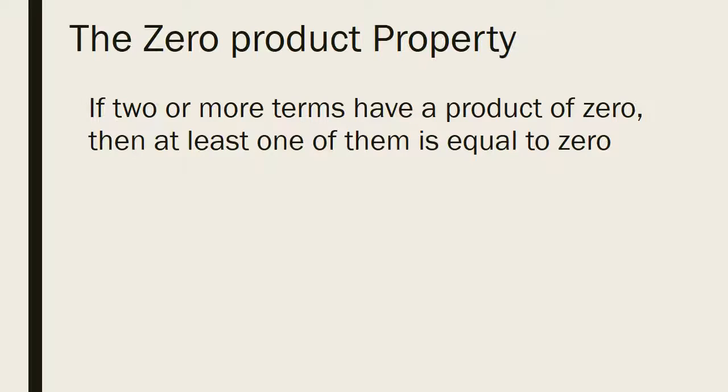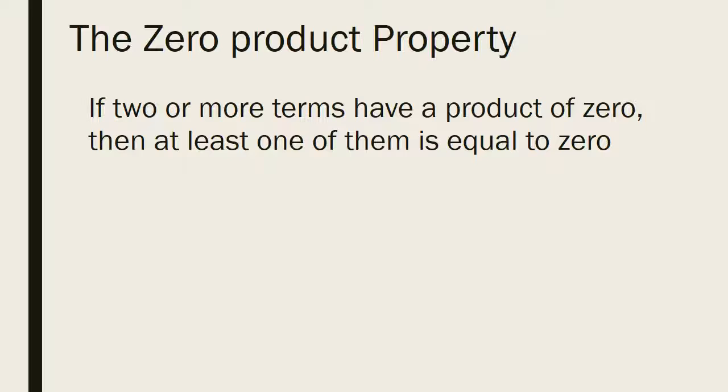Before we start talking about solving quadratics by factoring, I want to talk about one more property of real numbers that we didn't talk about. This property of real numbers is the zero product property. The zero product property says if two or more terms have a product of 0, then at least one of them is equal to 0.